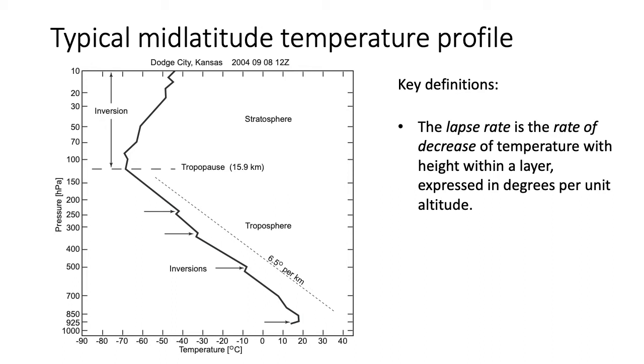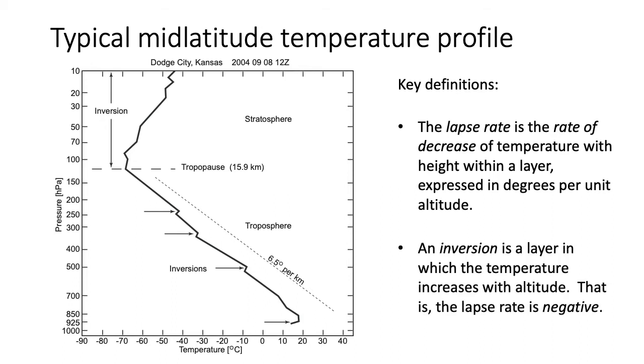And second in terms of key definitions, an inversion is a layer in which the temperature increases with altitude. That is, the lapse rate is negative. And we've defined the lapse rate to be negative for that case because an inversion is really more of an exception than a rule. Usually the temperature decreases with height, and when we talk about the lapse rate, we just talk about the rate of decrease with height, but occasionally it increases with height. And so for that layer where the temperature is increasing with height, we're talking about a negative lapse rate or an inversion.